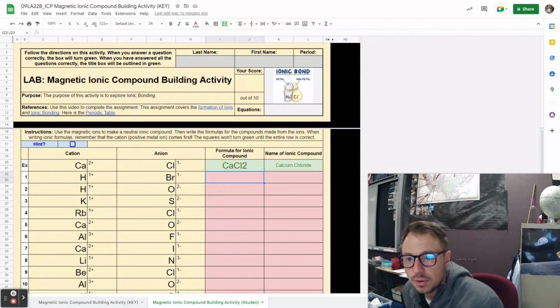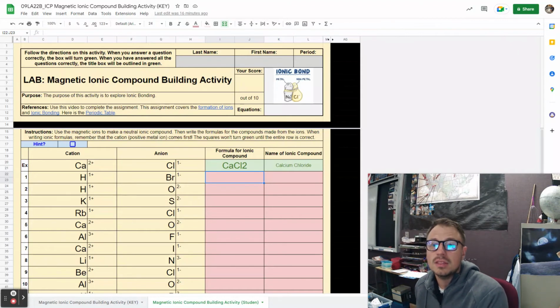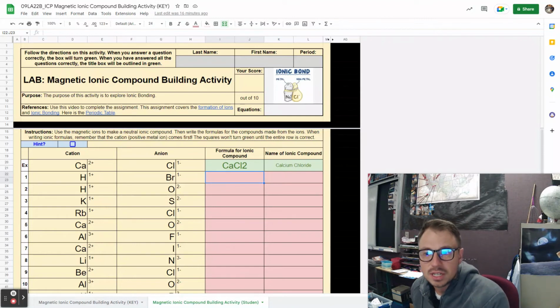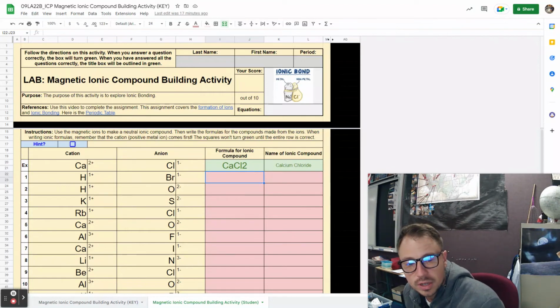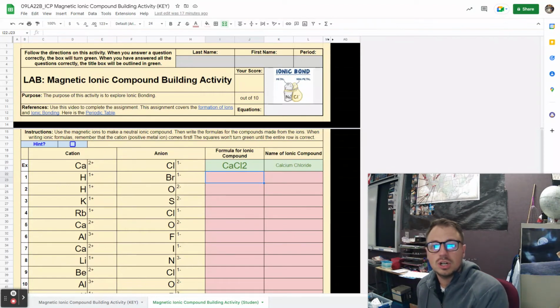When writing ionic formulas, remember that the cation, the positive metal ion, comes first. The squares won't turn green until the entire row is correct. I did leave you an example of calcium and chlorine. The calcium ion is going to have a +2 charge, and a chlorine ion is going to have a -1 charge.